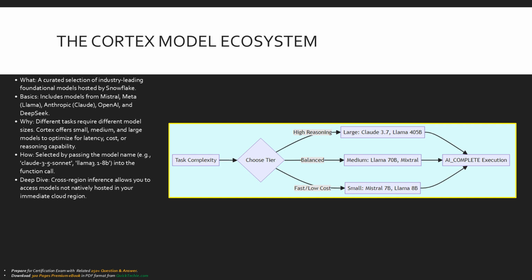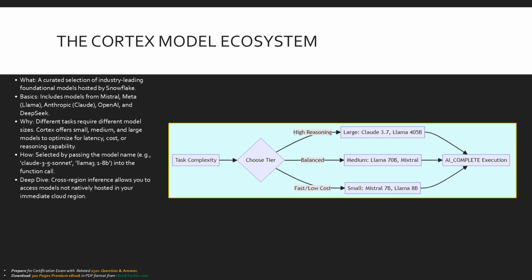Why so many choices? Because in enterprise AI, one size does not fit all. For simple classification or translation tasks, a smaller, ultra-fast model like Llama 3.1 8B is incredibly cost-effective and provides low latency. However, for complex reasoning, multi-step agentic workflows, or heavy coding tasks, you can instantly scale up to a frontier model like Claude 3.7 Sonnet or Mistral Large 2. You simply specify the model name as a string in your function call, giving you ultimate flexibility to balance cost, speed, and intelligence.